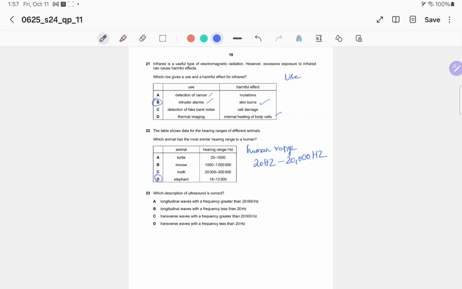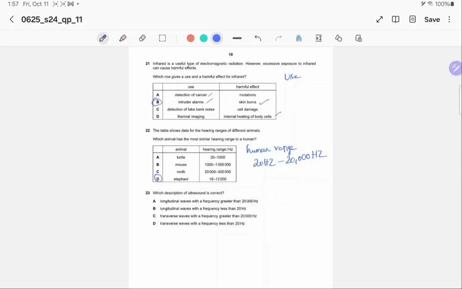Now 23rd question. Which description of ultrasound is correct? How does ultrasound travel? Generally we have heard ultrasound waves are longitudinal waves. Both are longitudinal waves, but the frequency is above 20,000 hertz. Have you remembered? The frequency is above 20,000 hertz. So it's A.